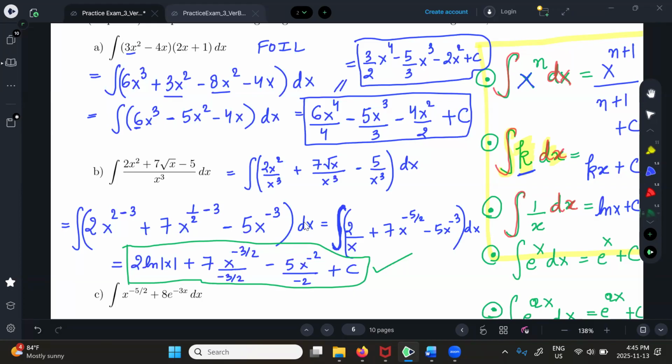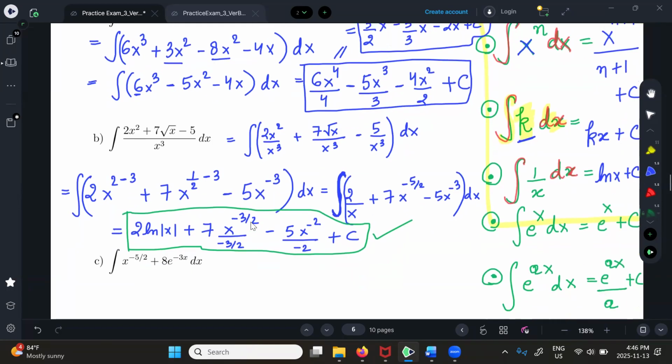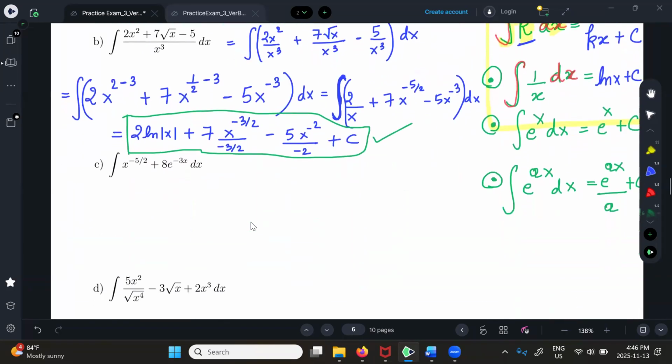If you were to simplify, yes, then you would do 7 times 2 over 3 and negative. If you want to do that, I have simplified solutions in the solutions. When I was making solutions for this, I wrote the simplified answers, okay? So you can refer to that if you want to simplify further. Now let's go to the last. Oh, it's not the last one.